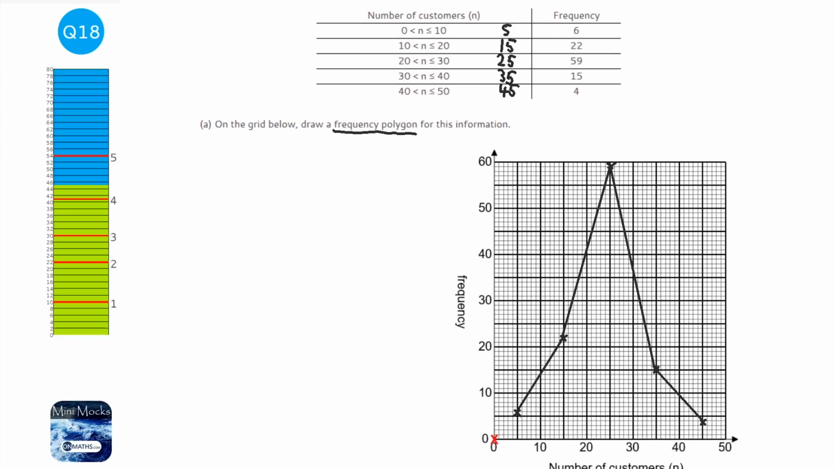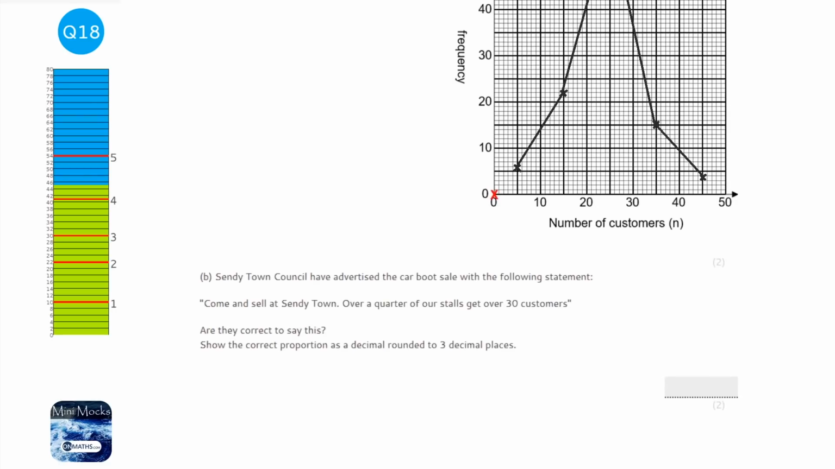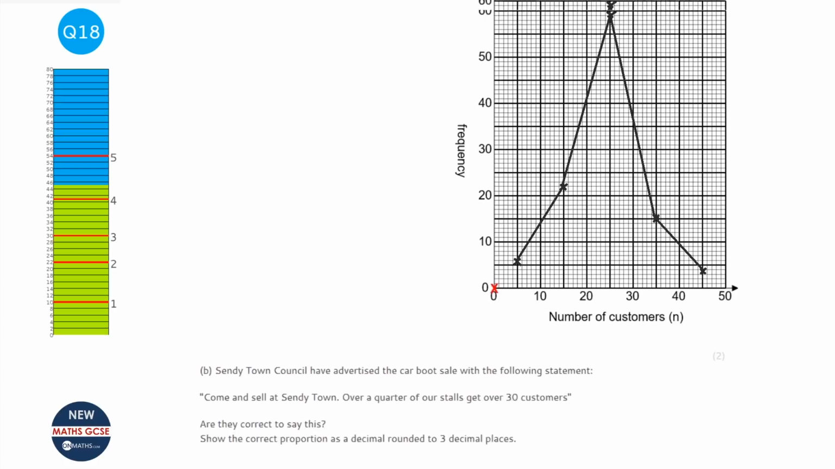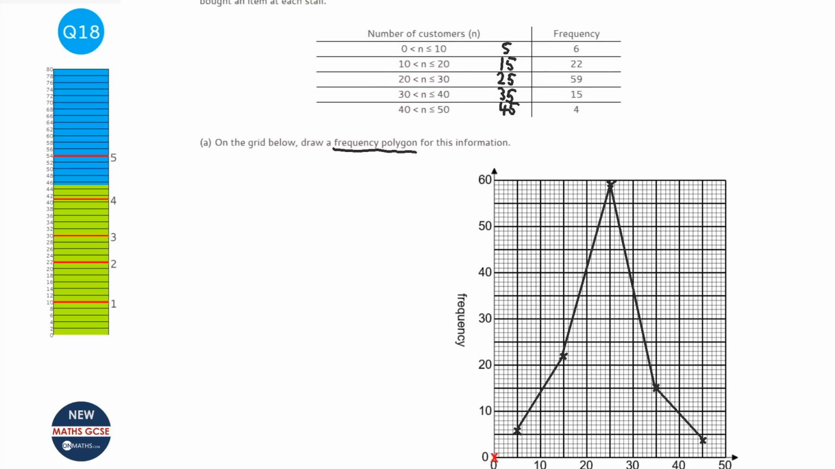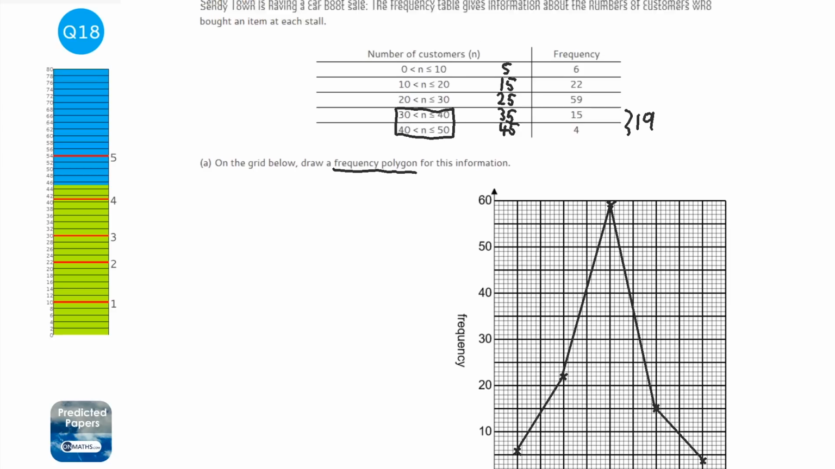Alright, so it says that the town council is saying that over a quarter of the stores get over 30 customers. So we're going to see whether that's right. So over 30 customers would be these two groups here, so 30 to 40 and 40 to 50. So that is 19 altogether. So that's 19 out of, and let's add all the rest up, so 6 plus 22 plus 59 plus 15 plus 4, out of 106.